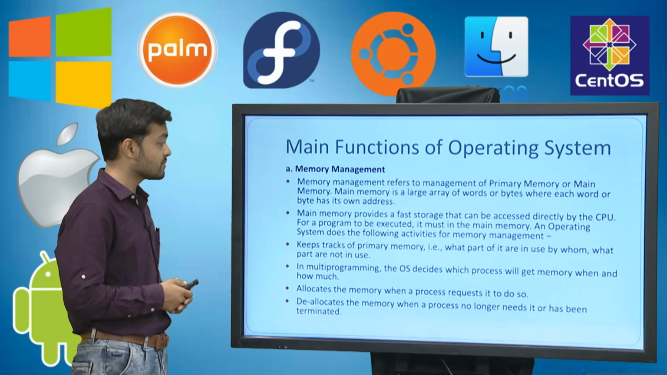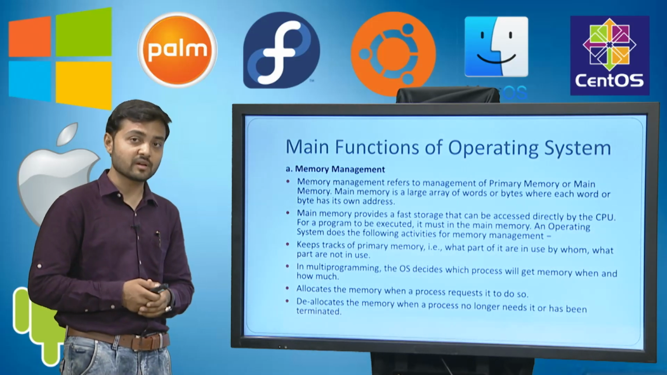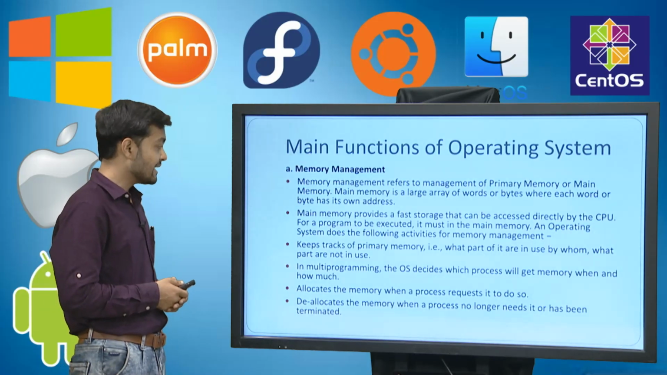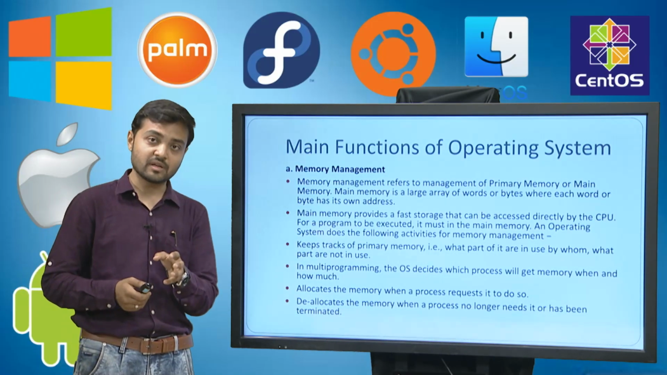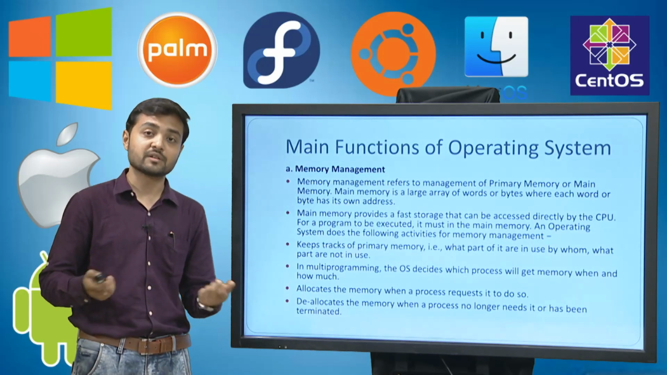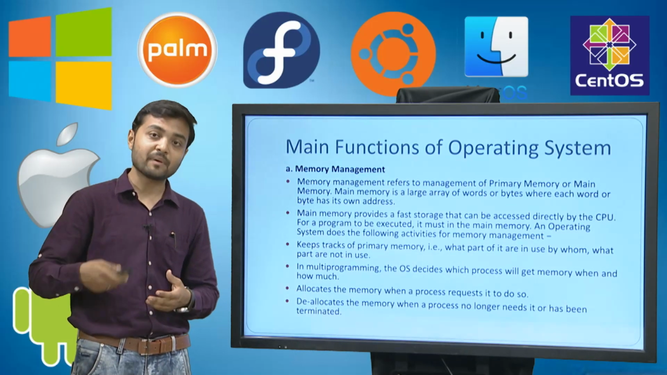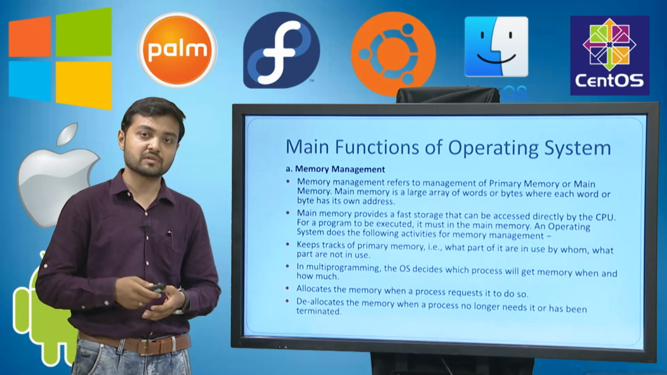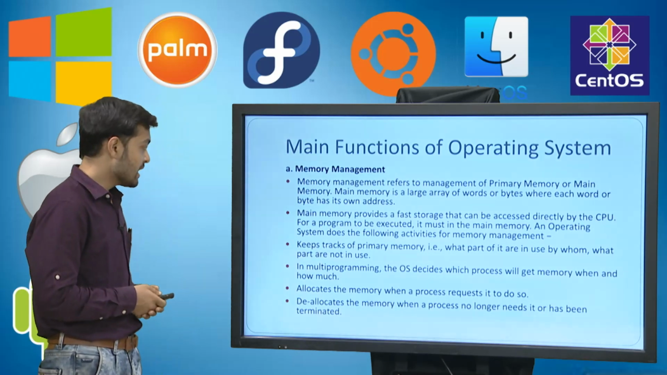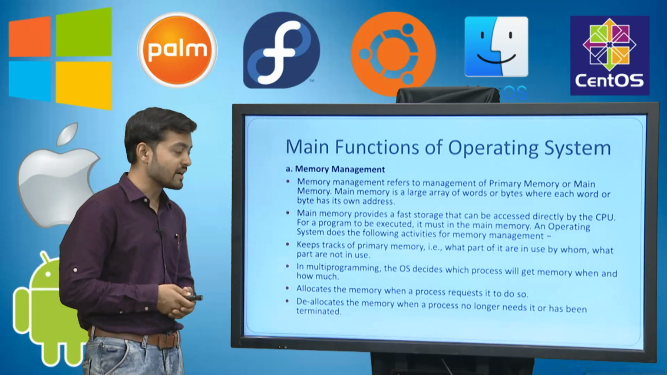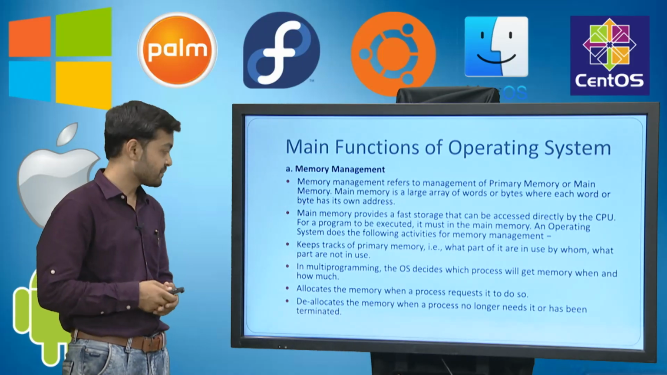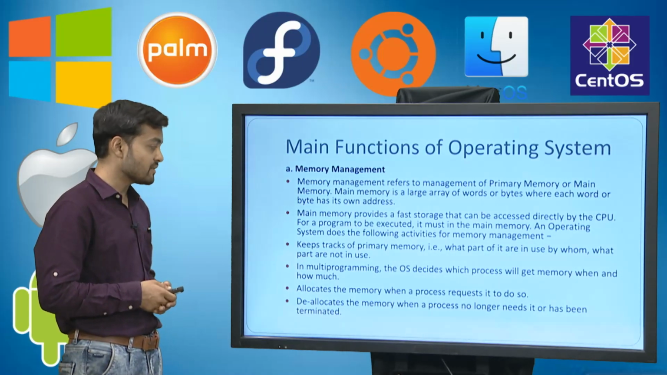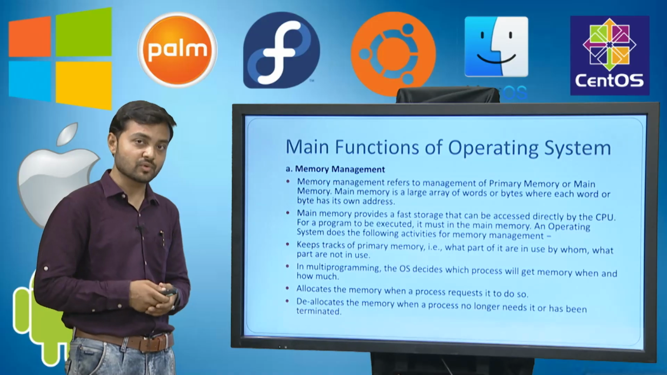An operating system does the following activities for memory management. First, it keeps track of primary memory, what part of primary memory is in use and what part is free. The free part can be allocated to the next processes in future. In multiprogramming, the OS decides which process gets memory when and how much. It allocates the memory when a process requests it to do so.